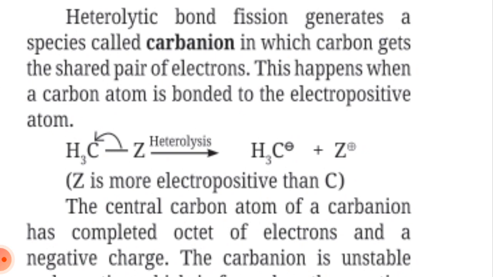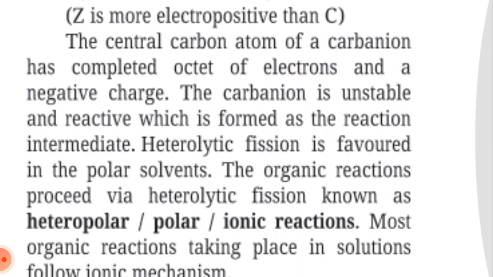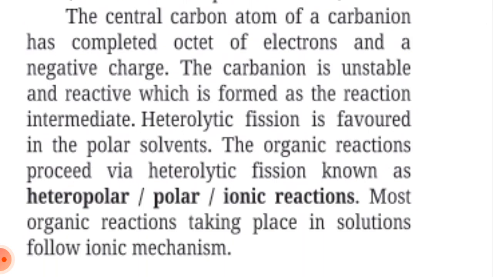This happens when a carbon atom is bonded to an electropositive atom. CH3Z heterolysis gives CH3 minus plus Z plus. Z is more electropositive than carbon. The central carbon atom of a carbanion has a complete octet of electrons and a negative charge. The carbanion is unstable and reactive, and is formed as a reaction intermediate.